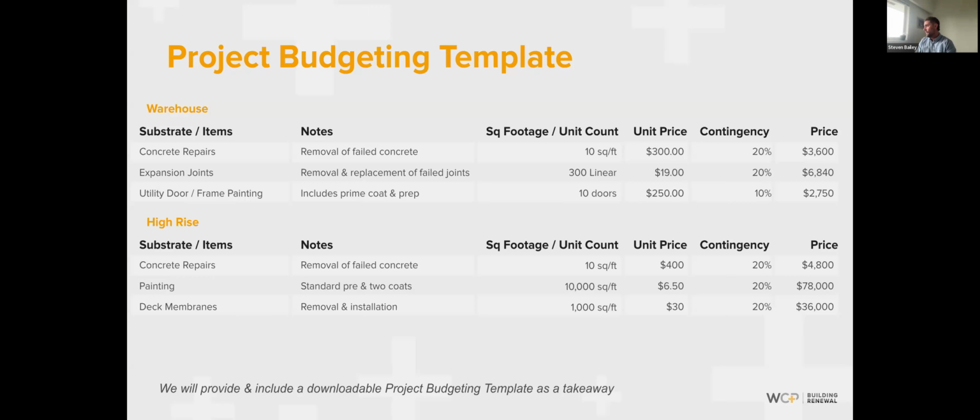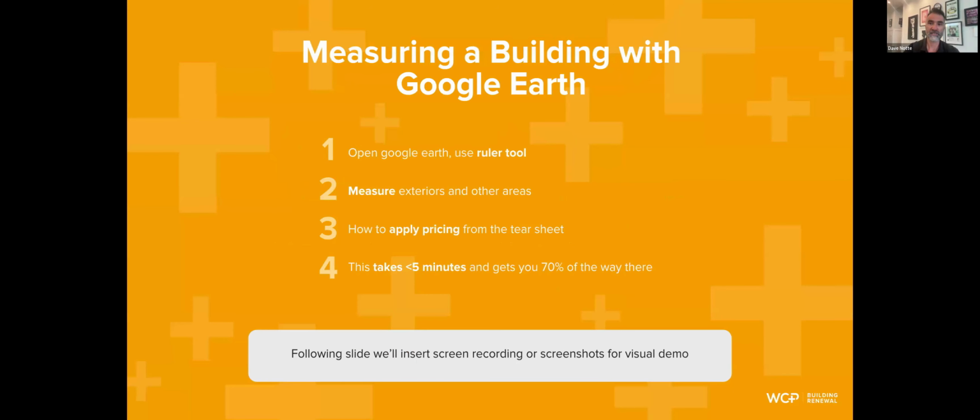Yeah, well said. Okay, so we're talking about square footage of wall space, square footage of deck. How on earth do you figure that out? You're not contractors, you're busy property professionals. So how do you measure a building? Well, you measure a building pretty easily, actually, and that's using a tool called Google Earth.